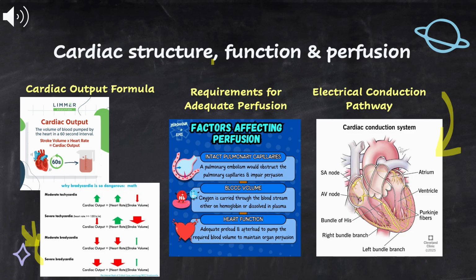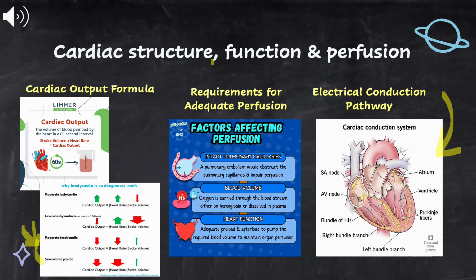Adequate tissue perfusion depends on three essential elements working together: an effective cardiac pump, enough circulating blood volume, and patent, responsive blood vessels. If any one of these components fails, perfusion becomes impaired.